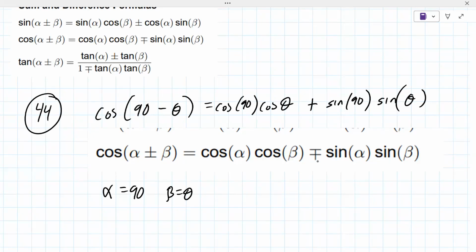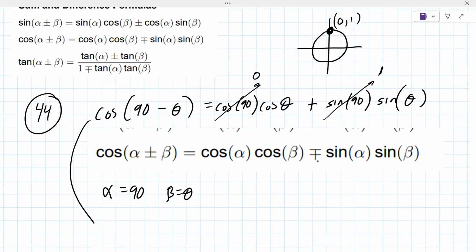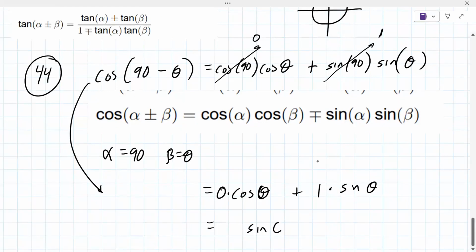If you haven't done this, it'd be good for you to really make sure you work this out and see. And then you have to know what cosine of 90 is and sine of 90 is. That's on your unit circle. You're up here. It's 0, comma 1. The x value is cosine. So cosine of 90 is 0. Sine of 90 is 1. So this becomes cosine theta times 0, 0 times cosine theta plus 1 times sine theta. And you can see that it just becomes sine theta.